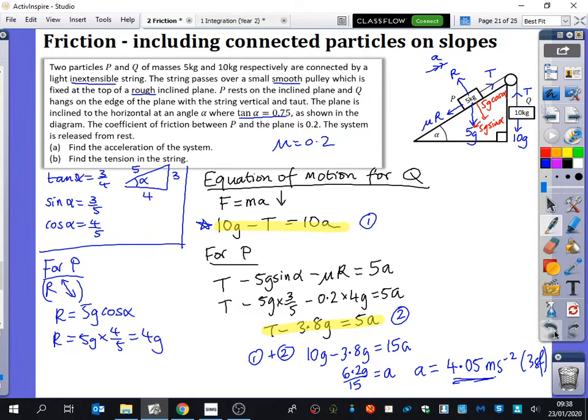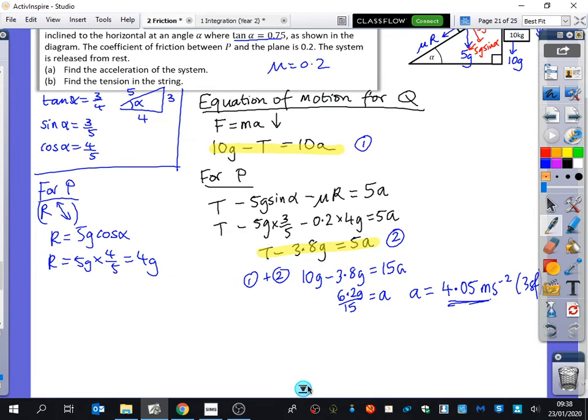Last bit, I want to find out what the tension is. How am I going to do that? Sub it into the equation. Which equation do we think is going to be easier? I personally think this one is easier, because to find out what t is, you just do the acceleration times 5 plus 3.8g. But it's just a preference. You can obviously use any of them, but anything that avoids negatives, I find, is probably a preference for me. So we're going to use equation 2, and we can see that t is equal to 5a plus 3.8g.